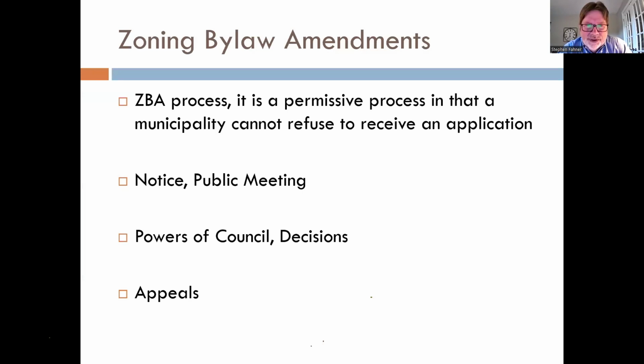So in terms of the amendment process, I like to think I've given a little bit of background on what official plans are and zoning bylaws, but now you get into amending the zoning bylaws. The process in Ontario is a permissive one, and municipalities cannot refuse to receive an application. I know many people wonder how certain applications get to public meetings, but the municipality cannot refuse them. They cannot support them. They can always turn them down, and staff can tell them they won't support them, but they can't refuse to receive an application. And there's notice to neighbors. There's a public meeting held, and the council has various powers, in terms of deferring, approving, or denying applications. And then there is the potential for appeal.